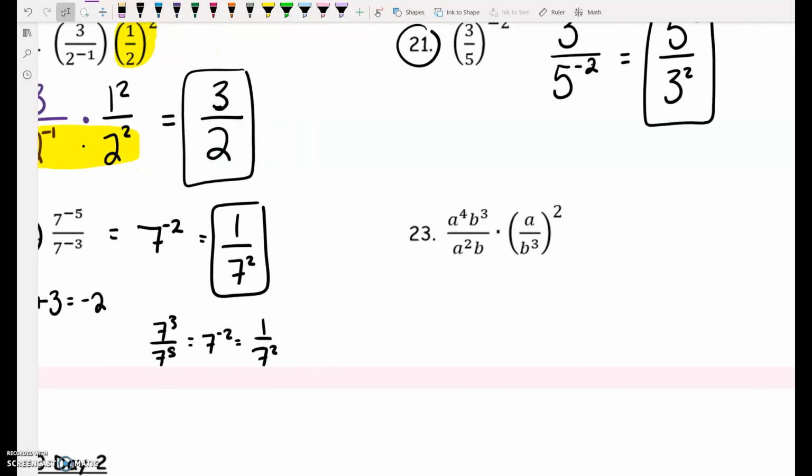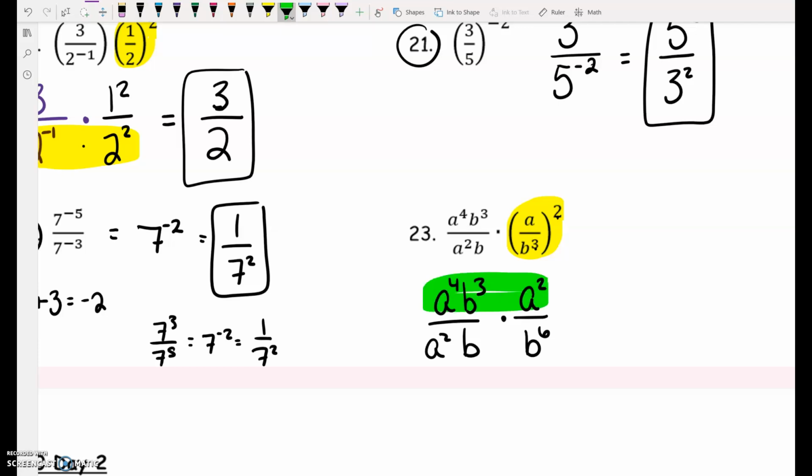Number 23. Again, anytime you see parentheses, you should deal with that first. So that becomes a squared over b to the 6th, because the 3 times the 2 is the 6. We still have a to the 4th, b to the 3rd over a squared b.